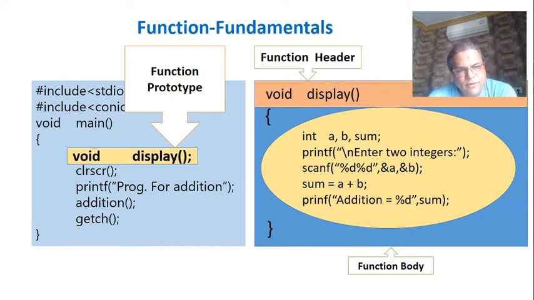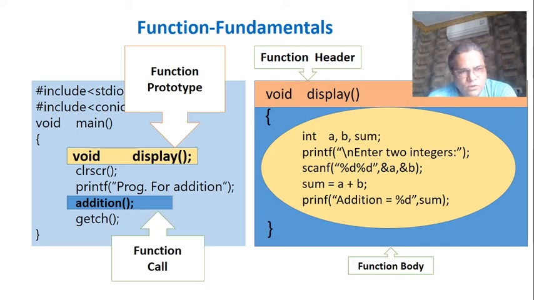And then finally, to start the execution of the function, we need to have a command called the function call command. So this command, addition brackets semicolon, is called the function call. There is one mistake in this slide, that in the function header you should read this as void addition.